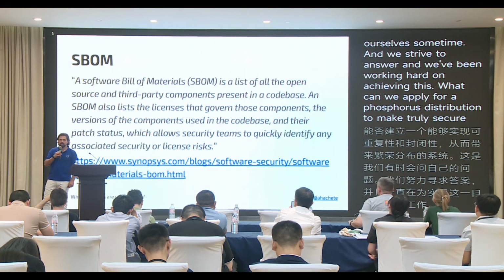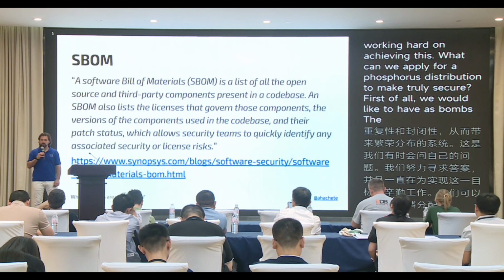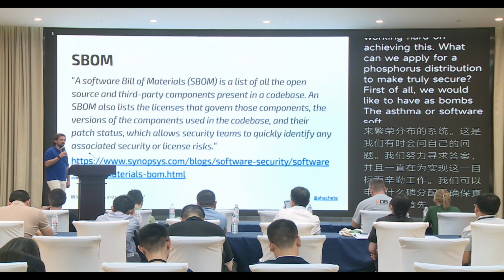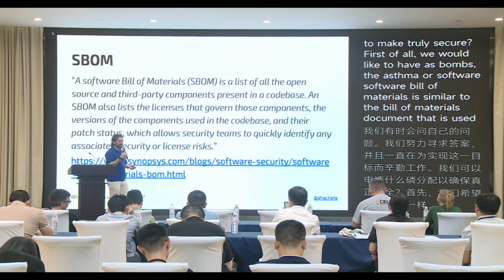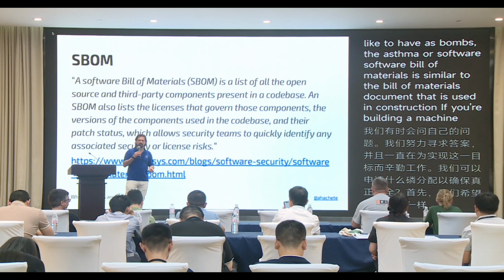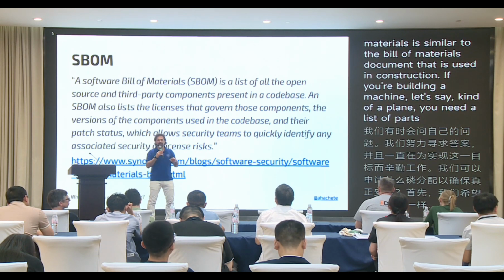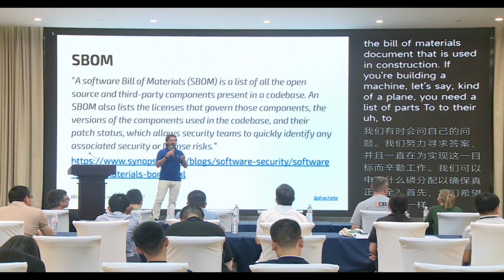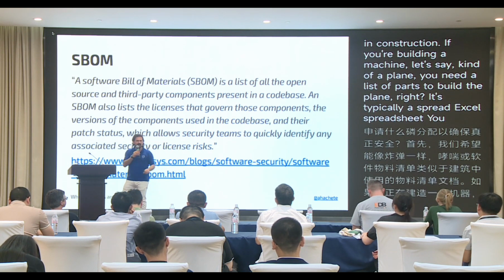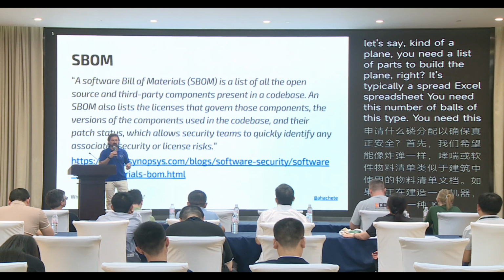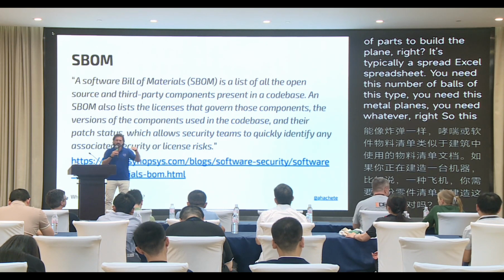Well, first of all, we would like to have SBOMs. The SBOM, or software bill of materials, is similar to the bill of materials document that is used in construction. If you're building a machine, let's say a plane, you need a list of parts to build the plane. It's typically an Excel spreadsheet. You need this number of bolts of this type, you need these metal plates, you need whatever. So this list of all the components that you use to build something is called a bill of materials.